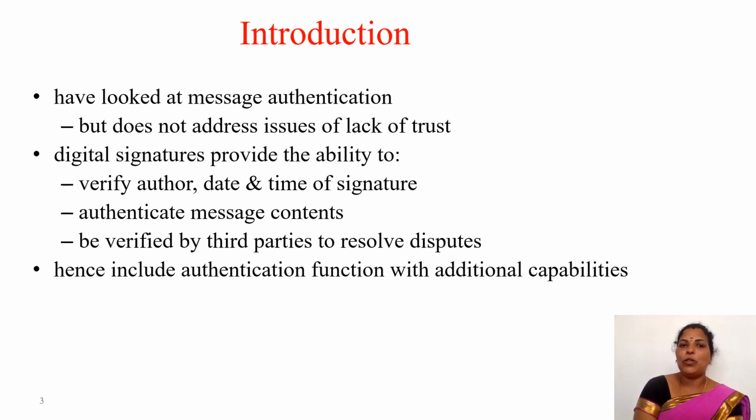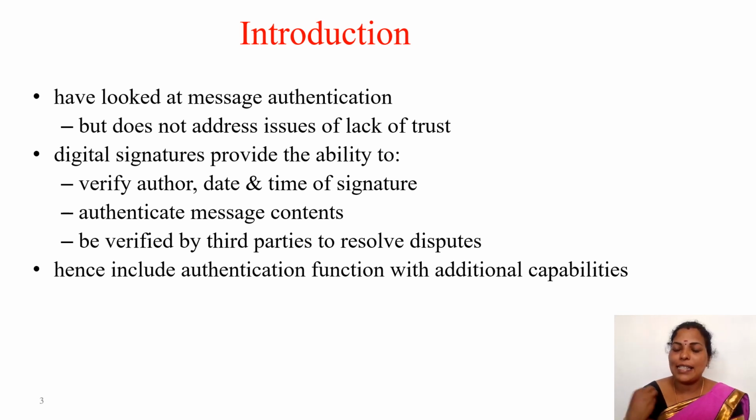So far we have looked at the message authentication scheme. In message authentication, what we are doing is securing the two parties from the third party. That is, if any third party is interrupting the communication between Alice and Bob, then we can easily identify it using message authentication. But if a dispute occurs between the sender and the receiver, whoever is involved in the communication, then how do we handle that?